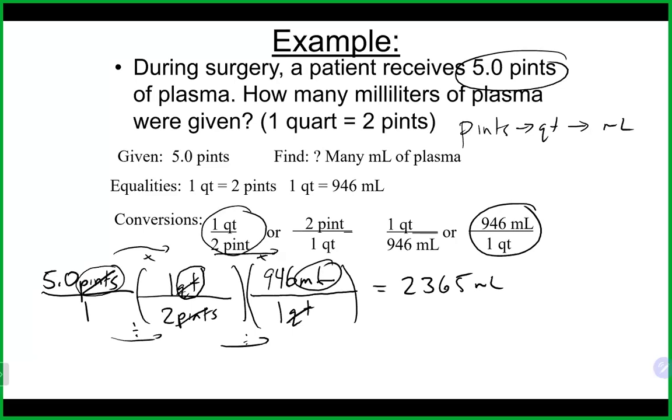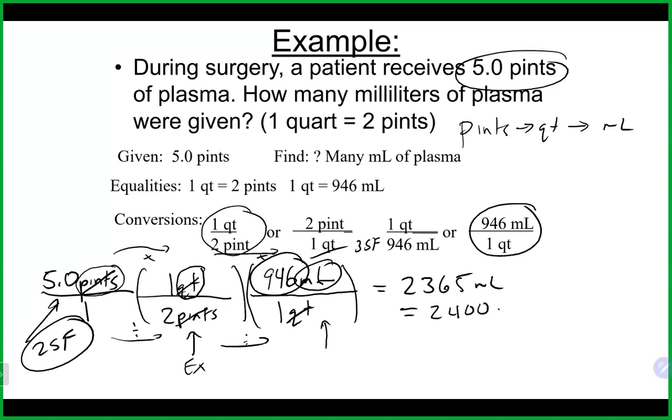Now we do need to take a look at some sig figs, right? Our original number had 2 sig figs. That is a pint to a quart conversion, which I don't have to worry about, right? It's exact. How about this one? That is a quart to a milliliter. Should I worry about that one? The answer is yeah, that is an English to metric conversion, right? So here we would worry about this number, which is 3 significant figures. So our smallest is actually 2. So this should get us to 2400 milliliters.